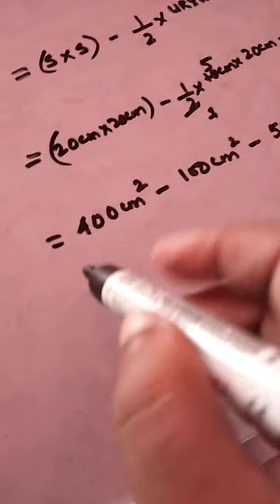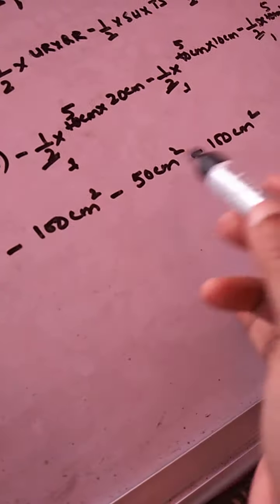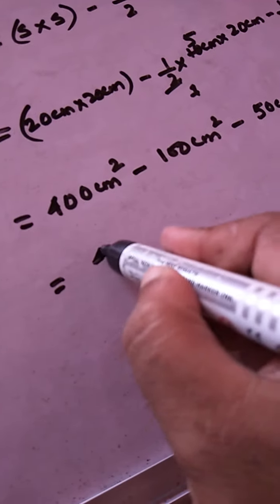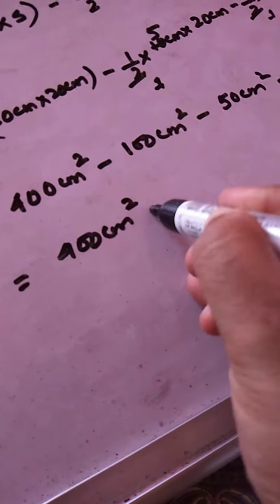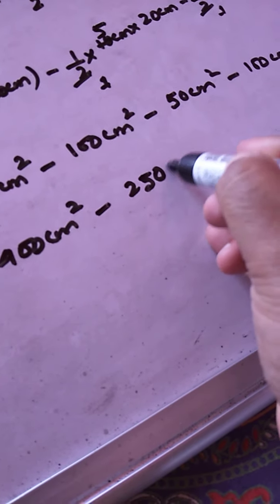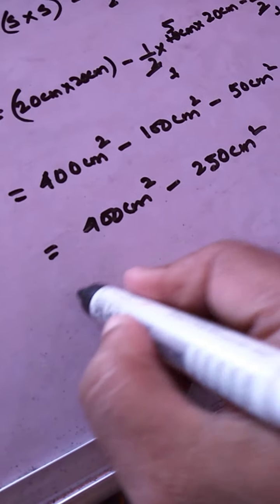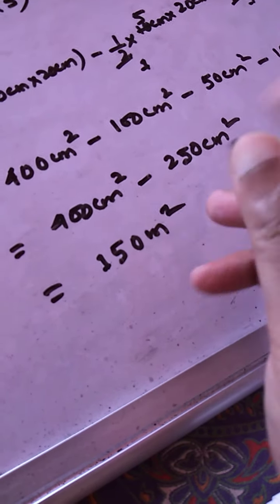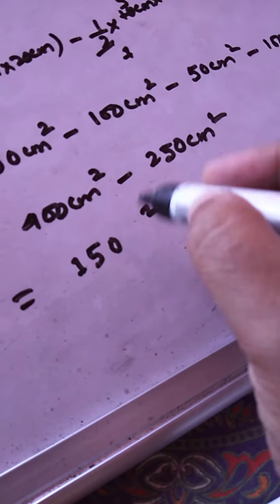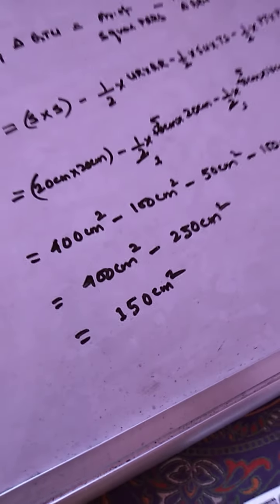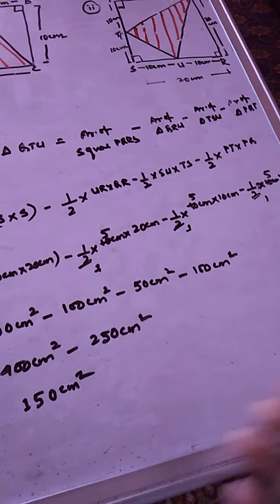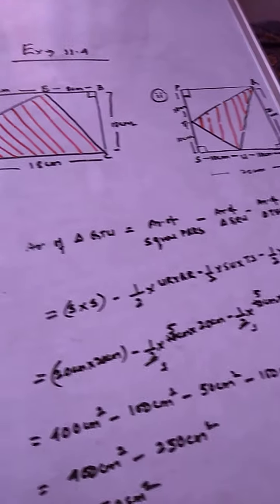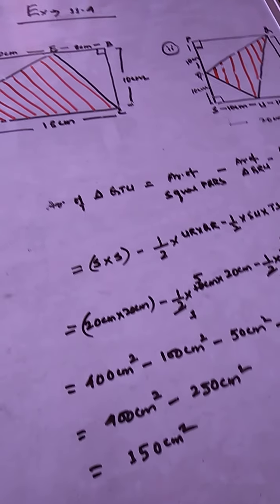So from 400 we have to subtract how much? 100 plus 100 plus 50, that's 250. So from 400 centimeter square we have to subtract 250 centimeter square. Now if I do this, the answer would be 150 centimeter square, not meter square, centimeter square. Okay, so this is the solution of sum number 2 of question number 10 of exercise 11.4.